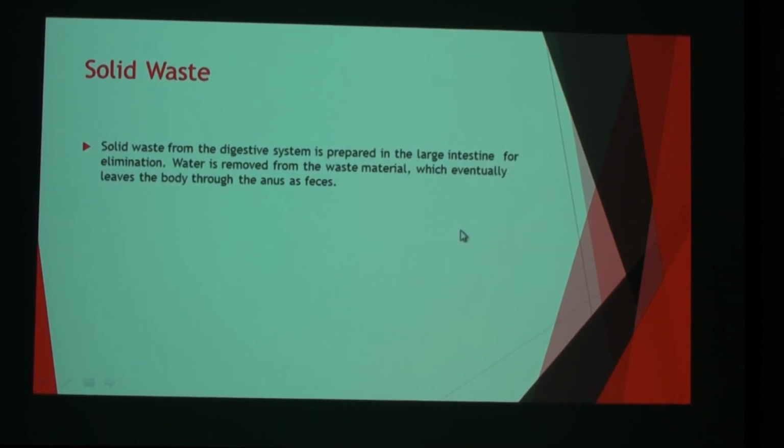We also have a solid waste. Solid waste from the digestive system is prepared in the large intestine for elimination. Water is removed from this waste material, and it eventually leaves the body through the anus as feces.